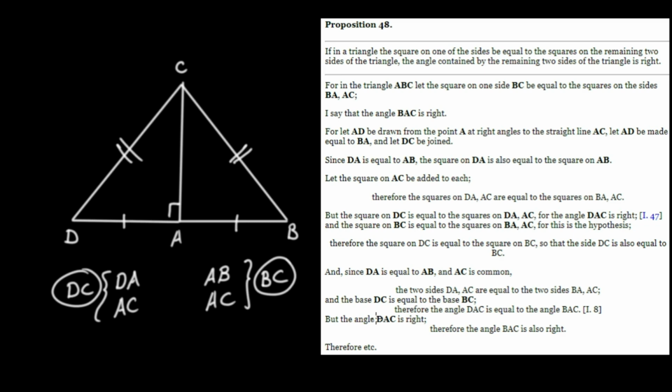And he notes that DA is equal to AB. Remember, that was true by construction. And he reminds us, since DA is equal to AB and AC is a common side, notice we have two triangles which have the side-side-side relation. The two sides DA and AC are equal to the two sides BA and AC, and the base DC is equal to the base BC. Therefore, the angle DAC is equal to the angle BAC.